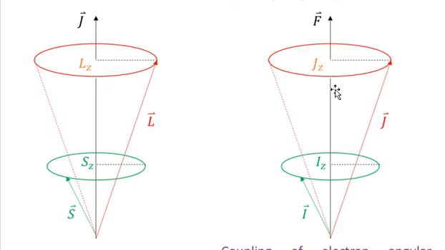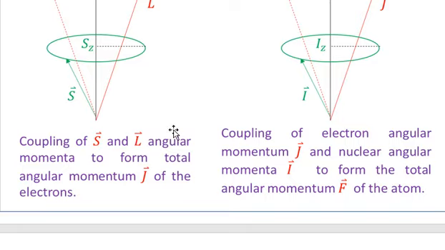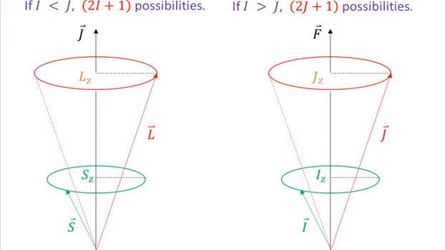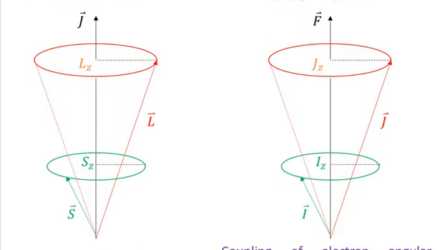This figure applies in the case of hyperfine structure, where you take into account the nuclear spin and also the total angular momentum J of the electrons. So in this figure, the electron angular momentum J and the nuclear angular momentum I couple to form the total angular momentum F of the atom, and J and I carry out their precessional motions about the vector F.